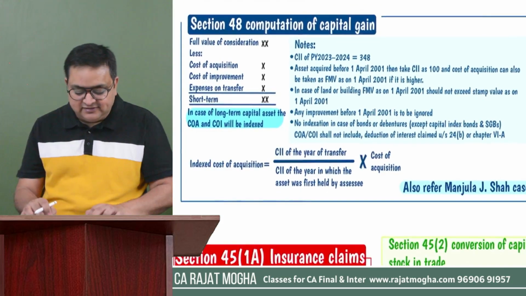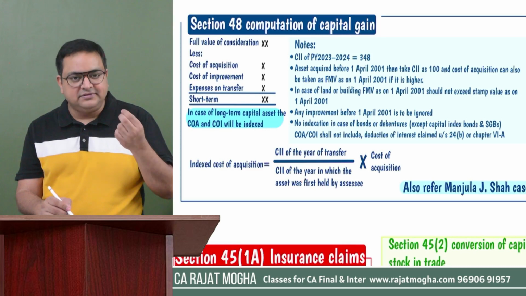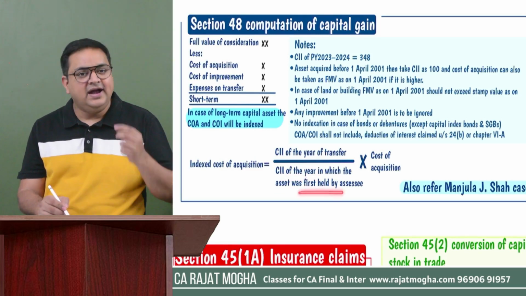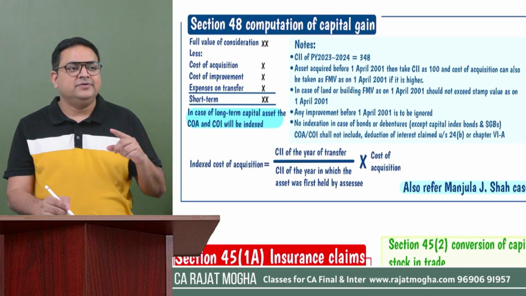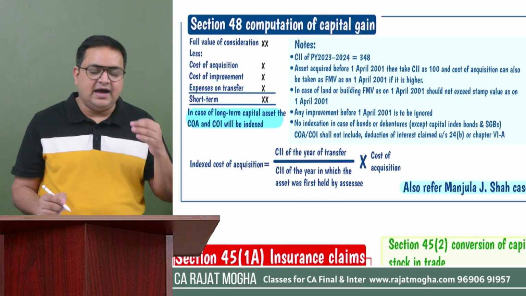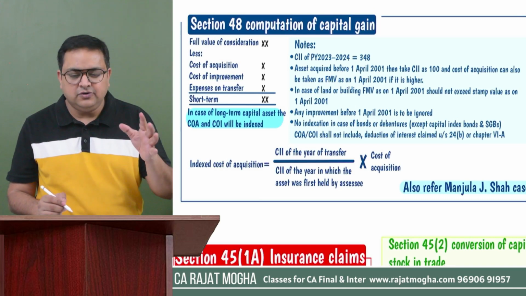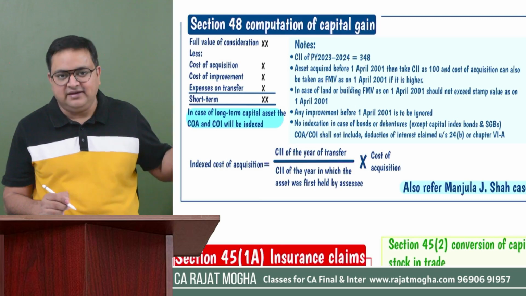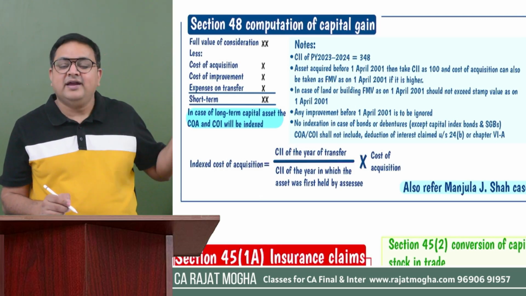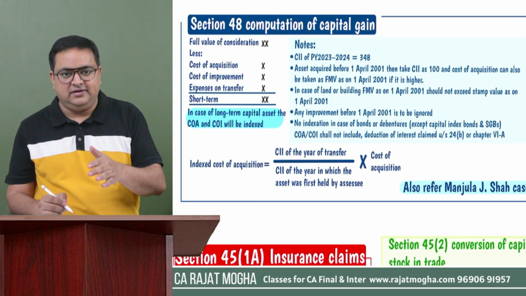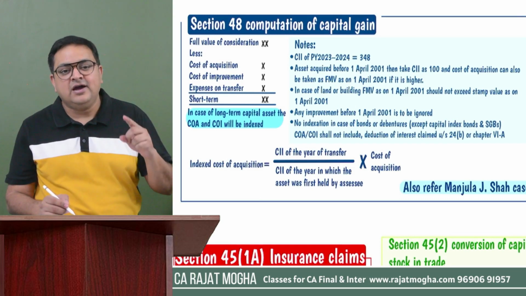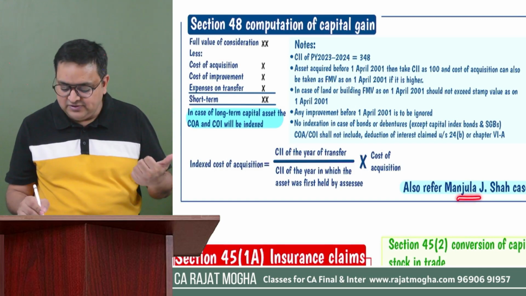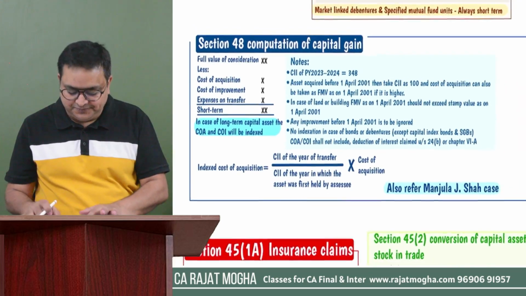Shah. It says, generally, as per the law, we have to take the CI of the year in which the asset was first held by the assessee. So let's say the assessee is Mr. D, who is the son of Mr. X. If Mr. X has transferred this asset to his son, can we take the CI of the year of the son or the CI of the year of the father also? Of the father also we can take, as per Manjula J. Shah. Please remember this case also.